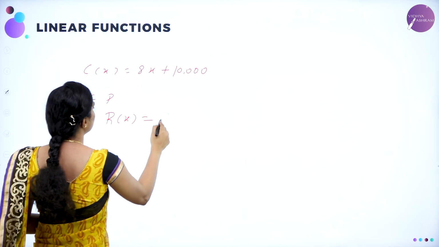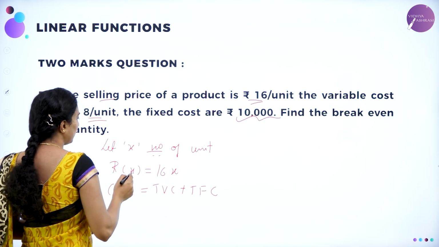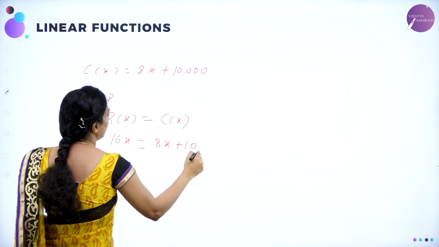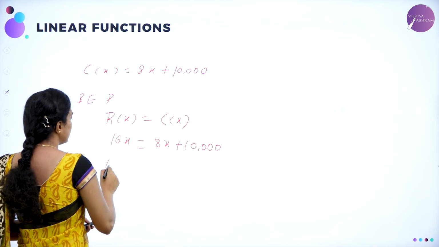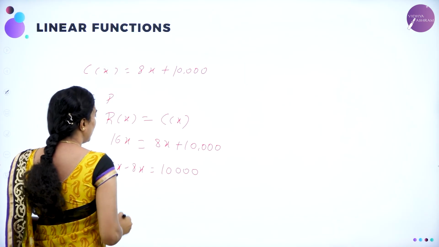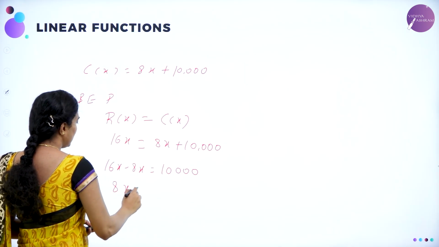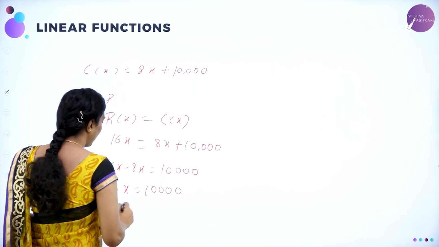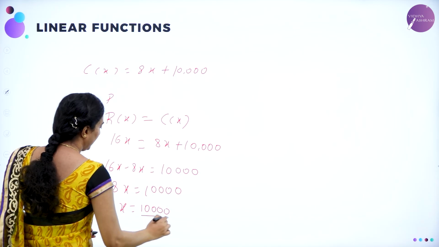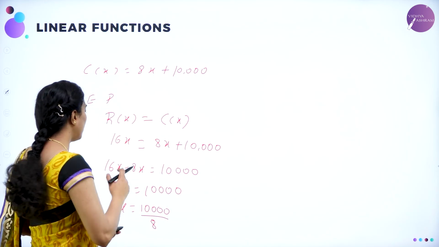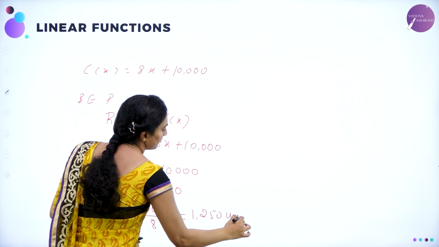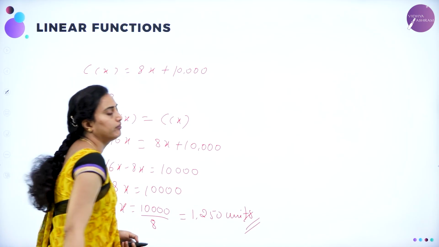R of x is equal to C of x, where R of x is nothing but we have found out 16x, and C of x is 8x plus 10,000. So otherwise 16x minus 8x is equal to 10,000. Otherwise 8x is equal to 10,000, or x will be equal to 10,000 divided by 8. So therefore the answer, the number of units, is nothing but 1,250 units. So this is your final answer.